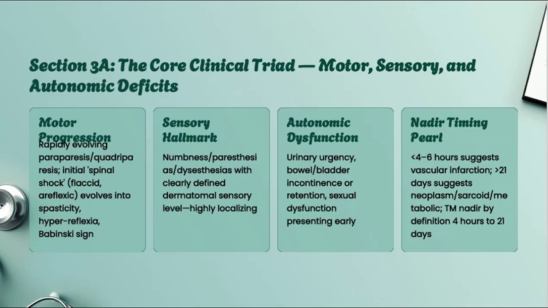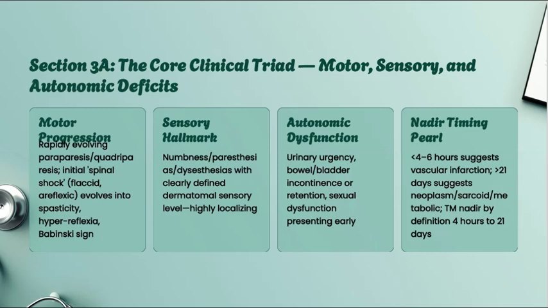The clinical presentation of inflammatory myelopathy is often built around three major domains. First, motor dysfunction. Patients commonly present with rapidly progressive weakness, most often paraparesis, although cervical lesions may produce quadriparesis. Early in the course, the spinal cord may enter a phase of spinal shock, characterized by flaccid weakness and reduced reflexes.